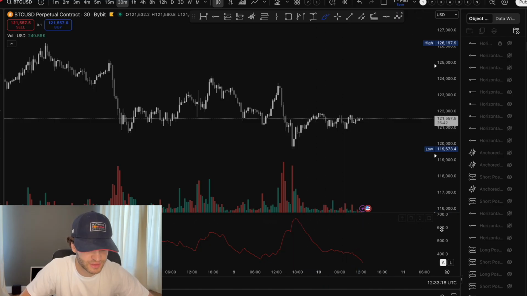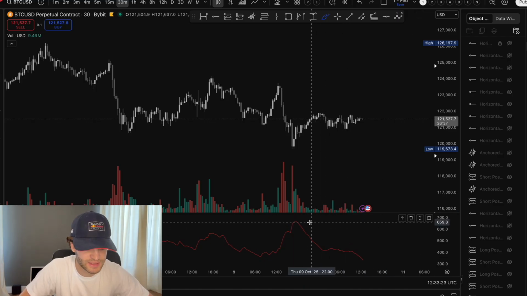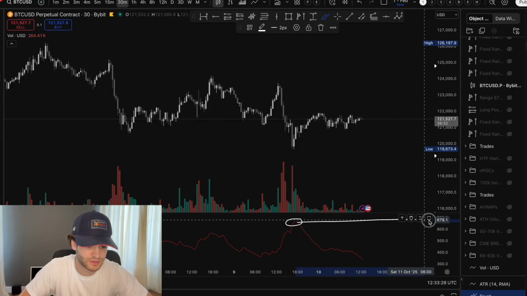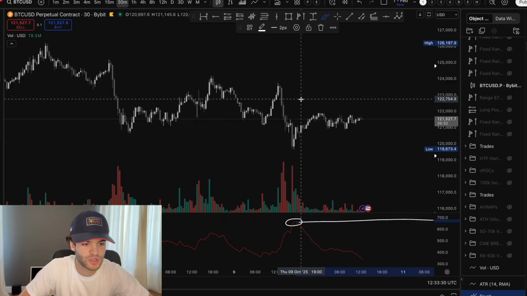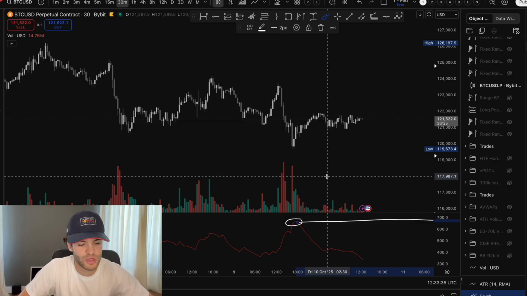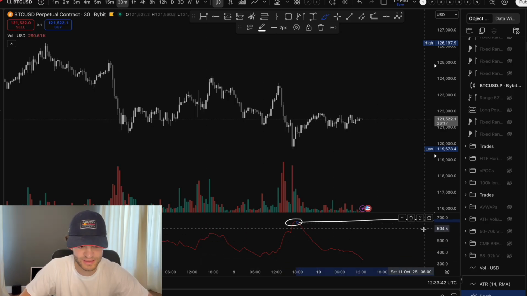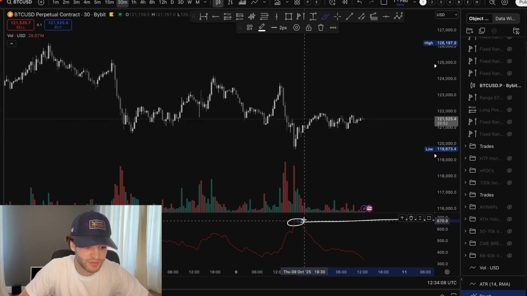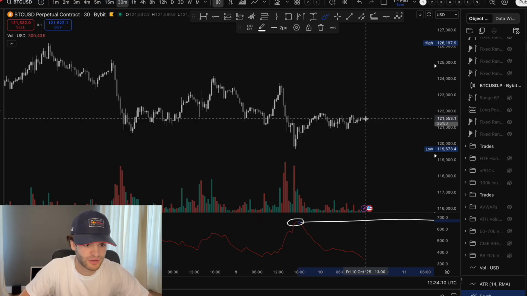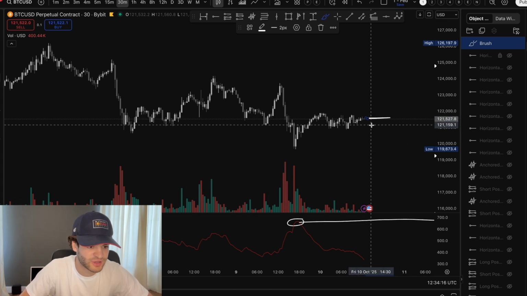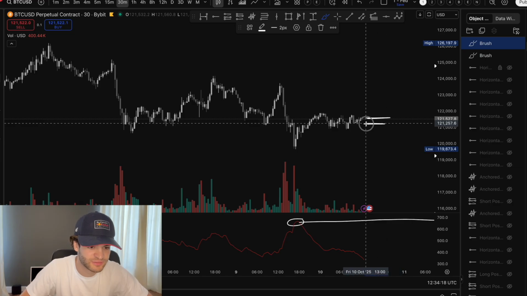For example, here you can see that we have on the ATR 670, right? You can see it based on here. So typically when you take a long, you can use this to estimate how far you can place your stop loss in order to not get stopped out early. So if you know that the range is about $700, of course, you don't want to, for example, take a trade here at 121,500 and put your stop loss at 121,200, for example.